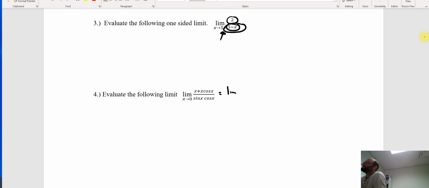Next one here, break this up into two limits, one being x over sine x cosine x, plus the other one, which is the limit as x goes to 0 of x cosine x over sine x cosine x. These will divide out, and that should get that one done.